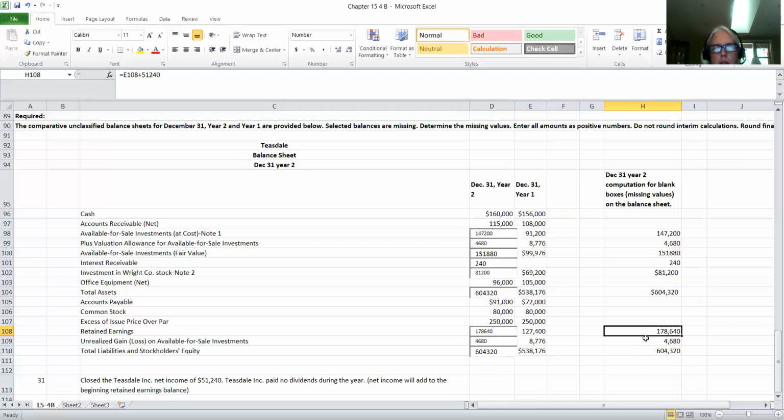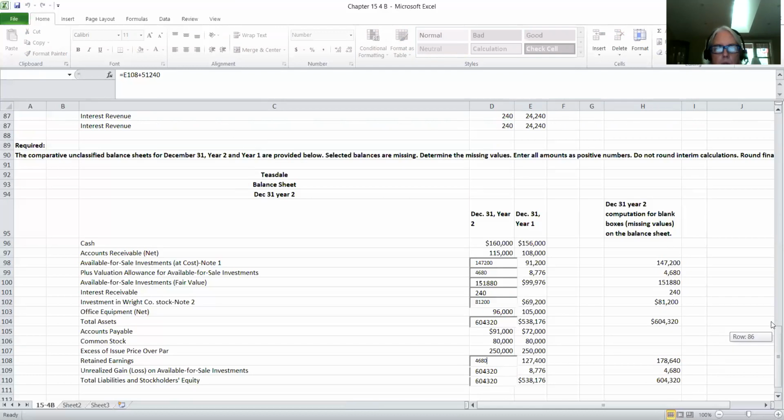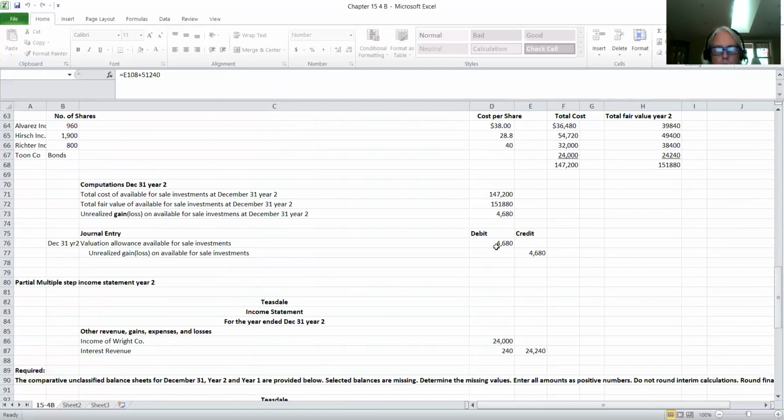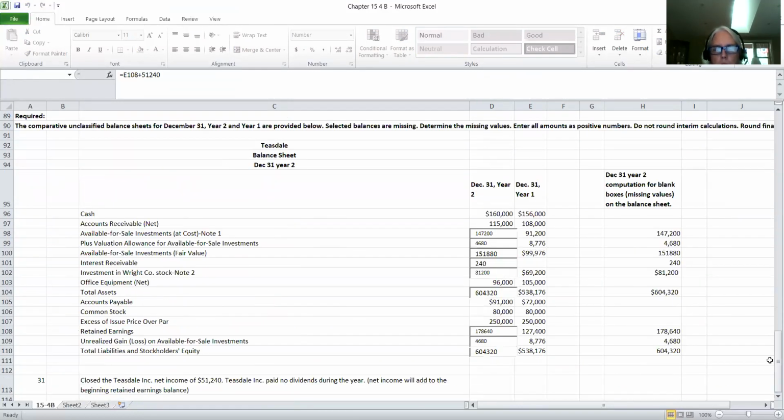The Teasdale Company did not pay out any dividends. So we just simply take the retained earnings, we add the net income to that, and that will give you the year-end balance of retained earnings. Your unrealized gain or loss, in this case it was a gain, was $4,680, and that came from the adjusting entry that we prepared right here. This was the adjusting entry amount. This is what is going to be recorded in your stockholders' equity section as the unrealized gain for this year.